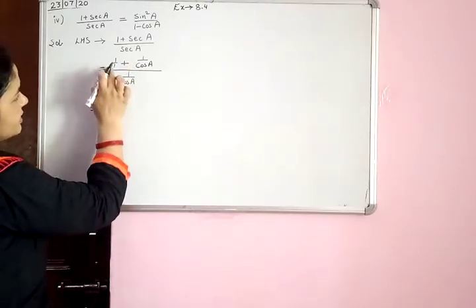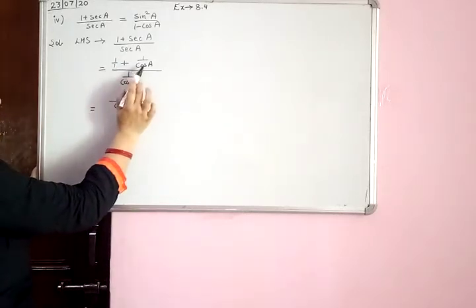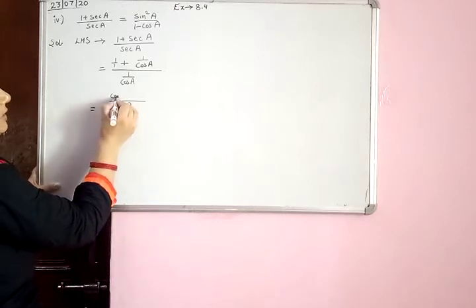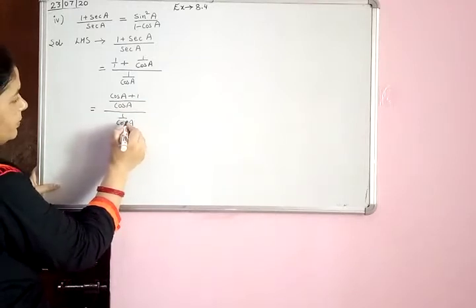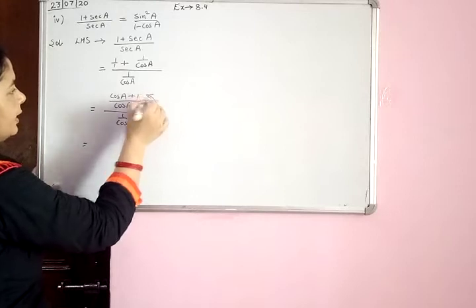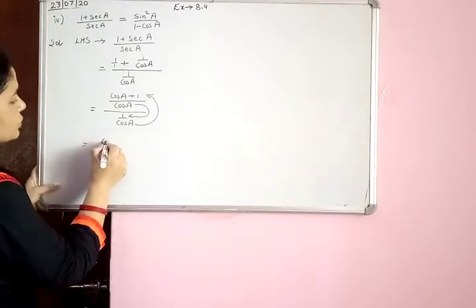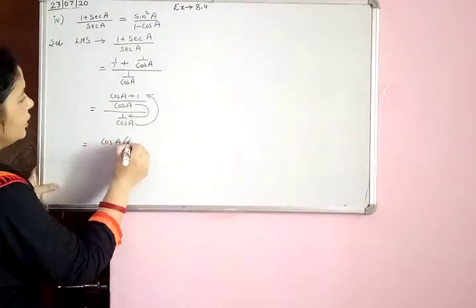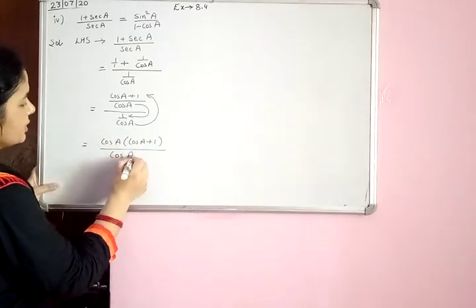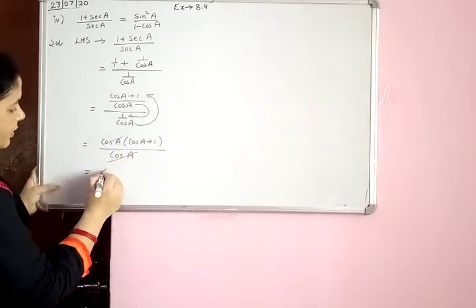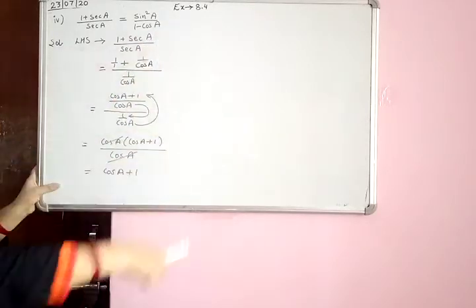Okay, so LCM of 1 and cos A is cos A. If we simplify this, then we have (cos A plus 1) upon (1 upon cos A). Now this cos A will multiply by this cos A plus 1 and this cos A will multiply by 1. So I can write it as cos A into (cos A plus 1) upon cos A into 1, which is cos A. Now cos A cancel, so we have cos A plus 1, but this is not our right hand side. So what can we do?